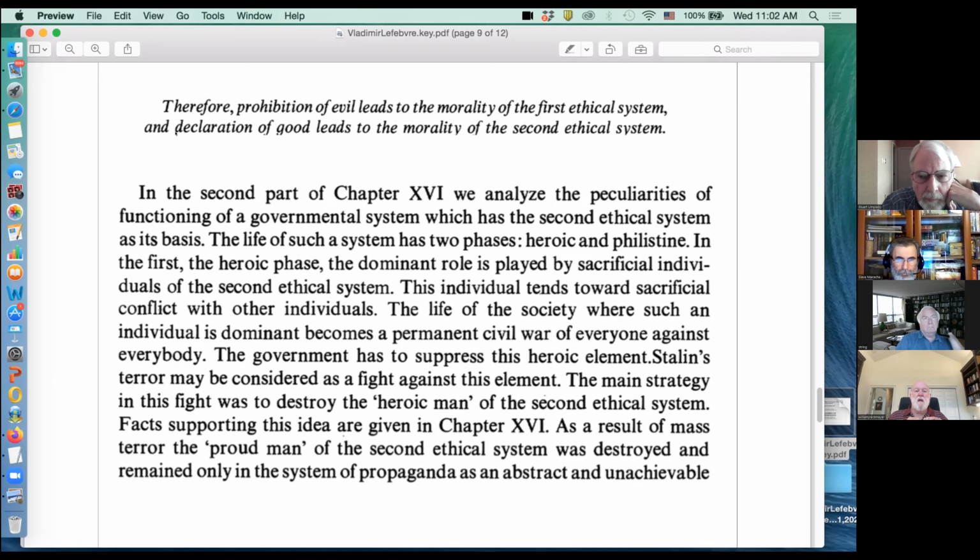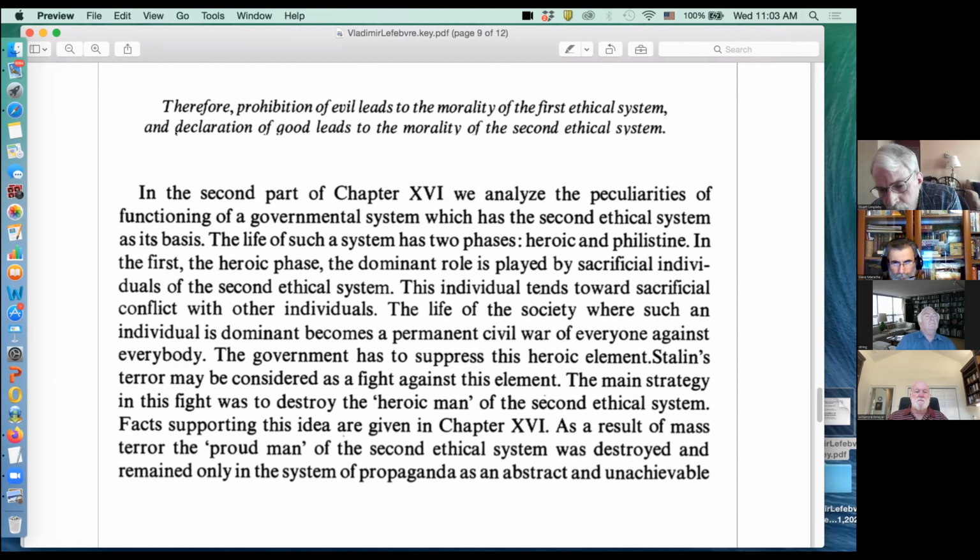He also says, in the second part of a certain chapter, we analyze the peculiarities of functioning of a governmental system, which has the second ethical system as its basis. So that's the Soviet system. The life of such a system has two phases, the heroic and the Philistine. In the first, the heroic phase, the dominant role is played by sacrificial individuals of the second system. This individual tends towards sacrificial conflict with other individuals. The life of the society where such an individual is dominant becomes a permanent civil war of everyone against everybody.